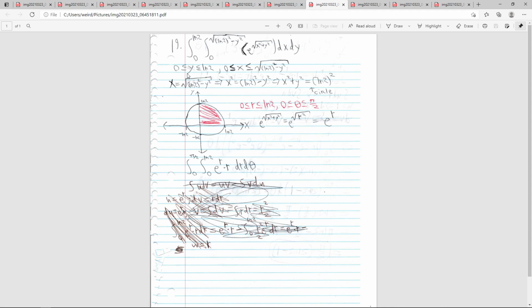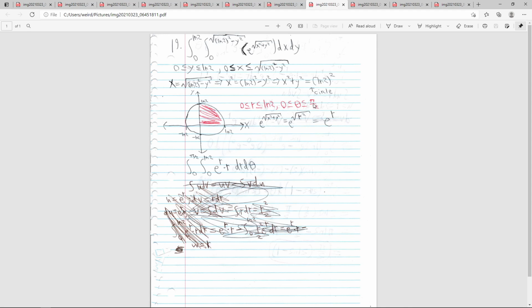So for the limits, you do it again, you get x squared plus y squared equals ln 2 squared. That's a circle of radius ln 2, centered at the origin. So the arm is 0 to ln 2. And the quadrant is just the first quadrant basically. x equals 0, and this is positive, so it's just the right side of the circle. 0 is the lower limit.